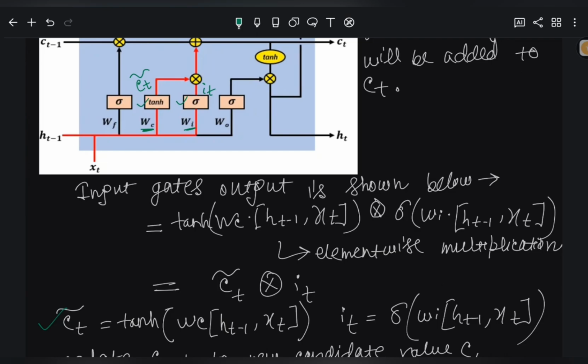So this output will be my input gate's output, which is nothing but C tilde element-wise multiplied with i t, right? So that will be the output of the input gate. And again, if you see here, we are using the sigmoid activation function and then doing element-wise multiplication, right? Whenever we use a sigmoid activation function, the output will always be in the range of 0 to 1. And after that, if we do an element-wise multiplication with any other input, some parts will be zeroed out and some parts will be kept as they are. So zeroed out when the sigmoid output is equal to 0, and kept as it is when the sigmoid values are equal to 1, right?